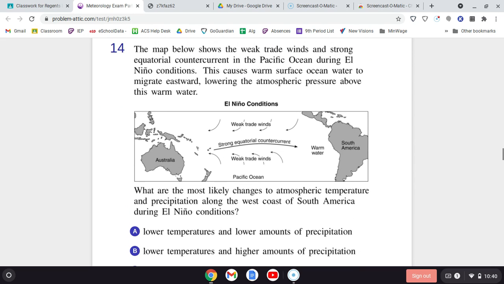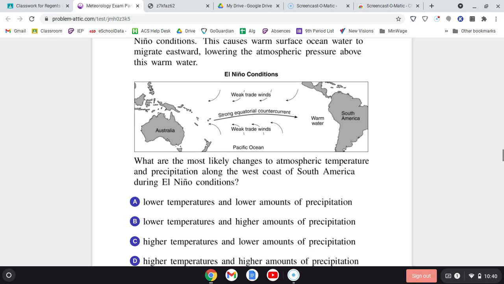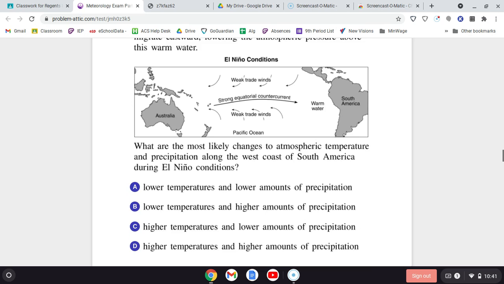Okay, let's see here. Number 14. This map shows the weak trade winds and strong equatorial countercurrent in the Pacific Ocean during El Nino conditions. This causes warm surface ocean water to migrate eastward, lowering the atmospheric pressure above this warm water. What are the most likely changes to atmospheric temperature and precipitation along that west coast of South America during the El Nino conditions? First, you have to decide whether it would be lower temperatures or higher temperatures, and whether it would be lower or higher amounts of precipitation.